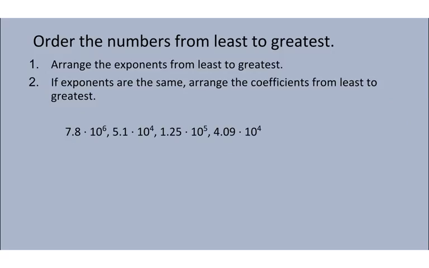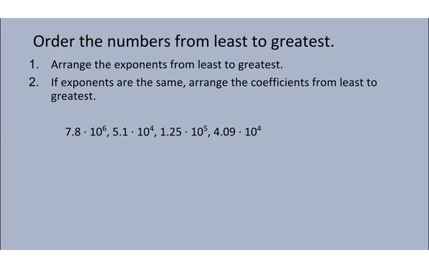All right, so using what we just talked about, put these numbers in order from least to greatest. Arrange these in least to greatest. So the first thing you're going to do is look at the exponents and put them in order from least to greatest. Then if you have exponents that are the same, you're going to look at their coefficients. Try this one by yourself and we'll see if you can do it.